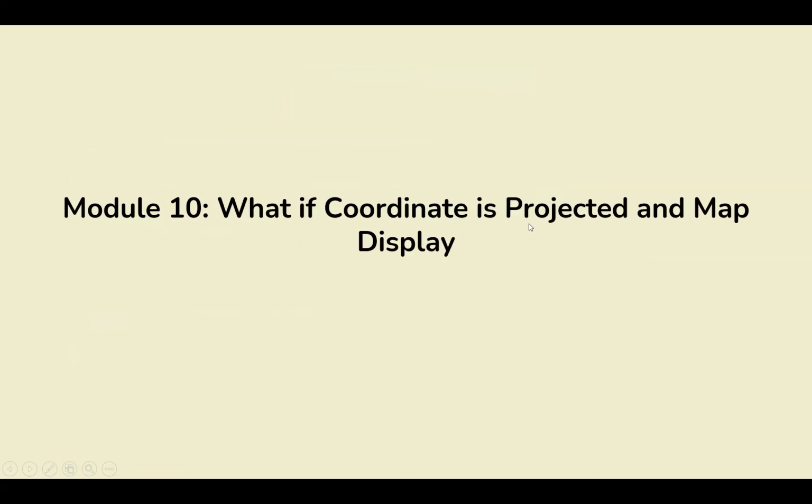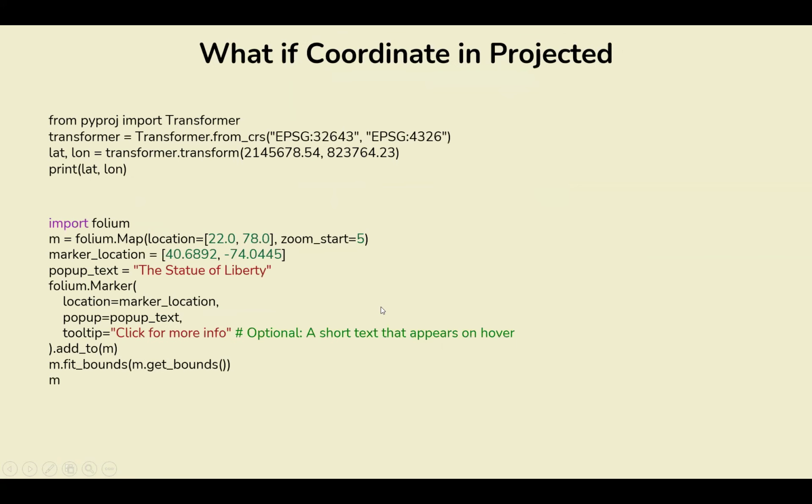Then, what about coordinates in projected systems and map display? That is also a very important thing, because in GIS we know sometimes we work with the geographic coordinate system and sometimes with the projected coordinate system. But always remember one thing: any map service will always work only on the geographic coordinate system. It will not work on the projected coordinate system.